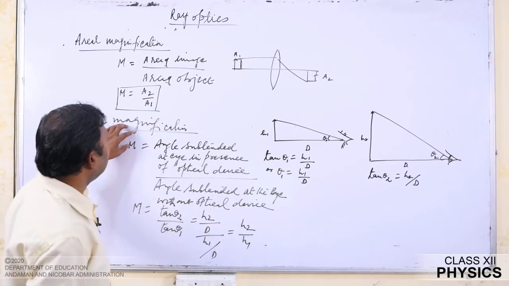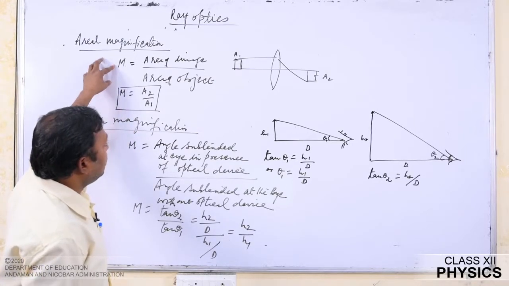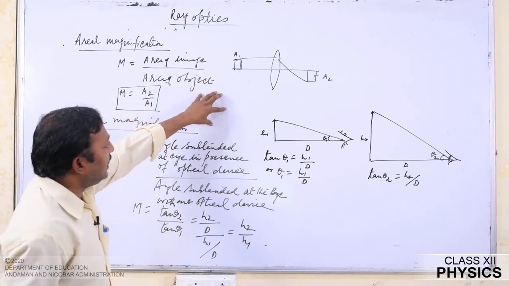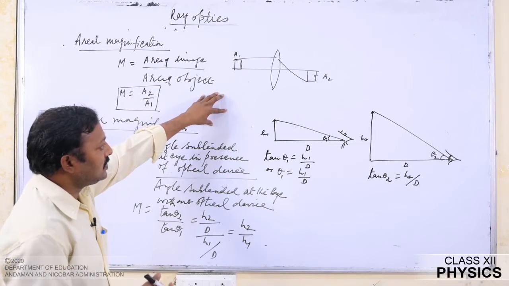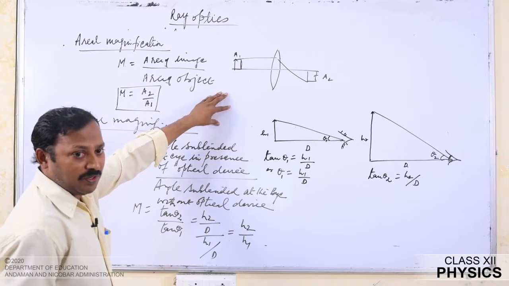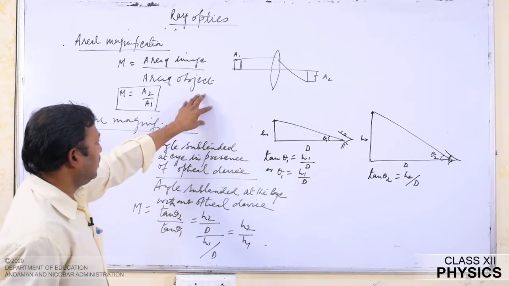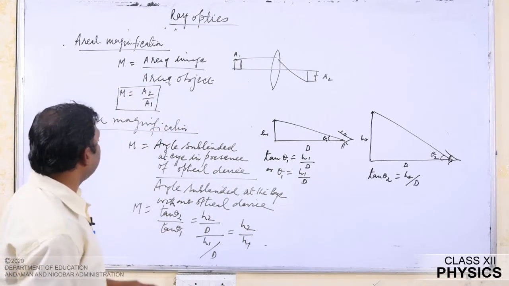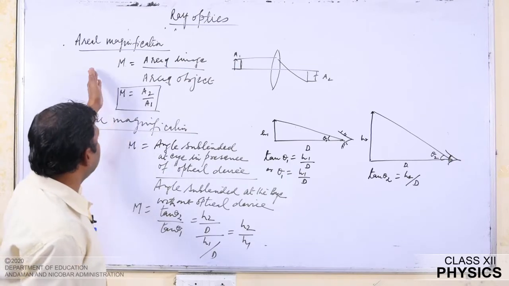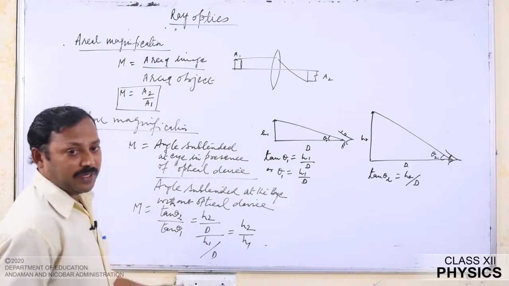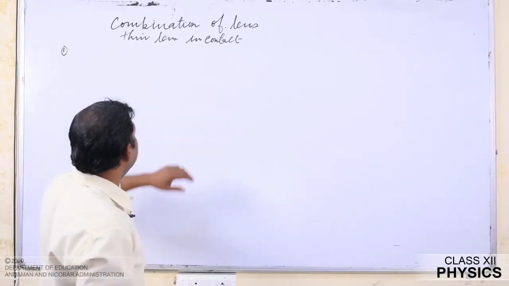So magnification is nothing but the way a lens enlarges or diminishes the size of the image with respect to the object, or it is defined as the relative size of the image with respect to the object. So we have three types of magnifications. First one is linear, we saw that one, second one is aerial, and third one is angular magnification. Next we will see the combination of lenses.